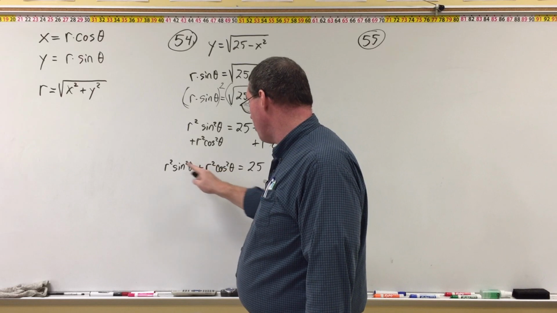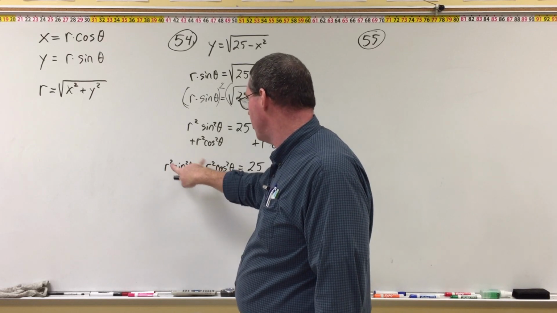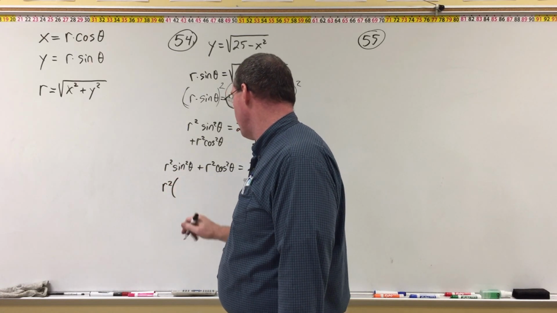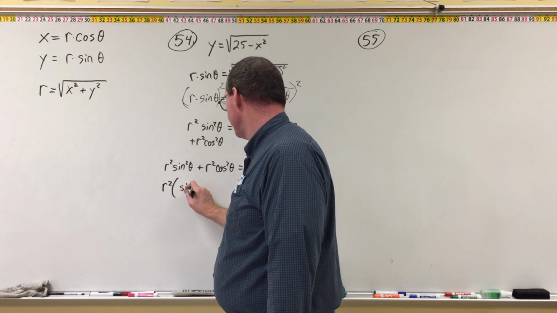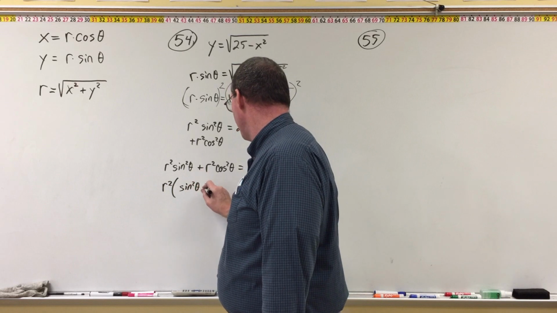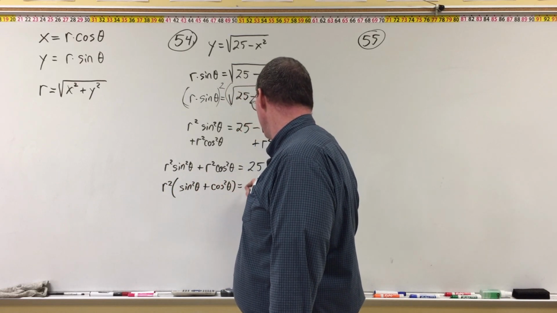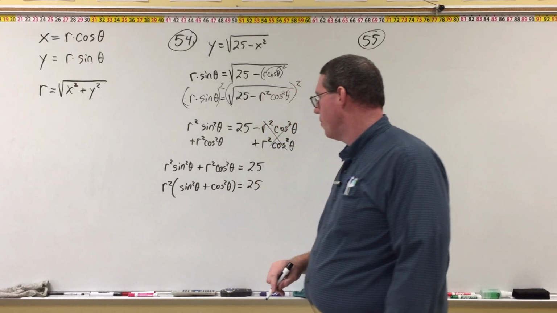So this has an r squared and this has an r squared. So I'm going to factor an r squared out of this. And so I'm going to have r squared, then a parenthesis, sine squared of theta plus cosine squared of theta is equal to 25, right?